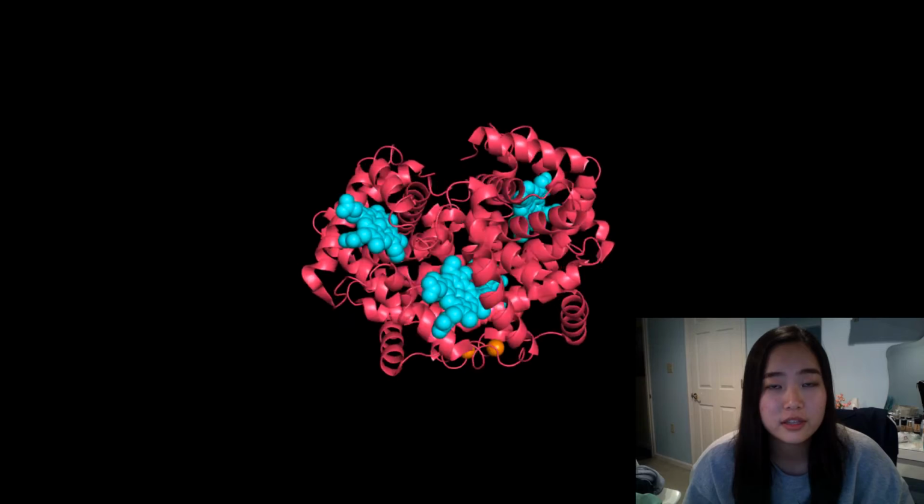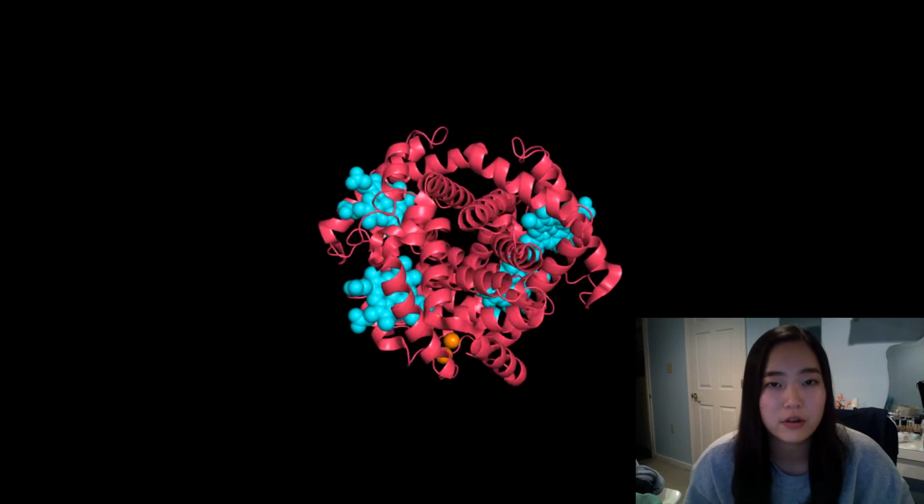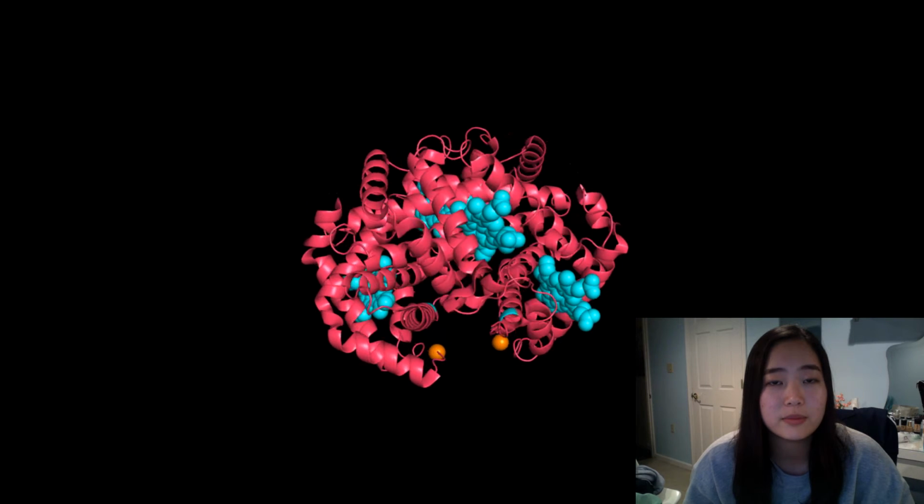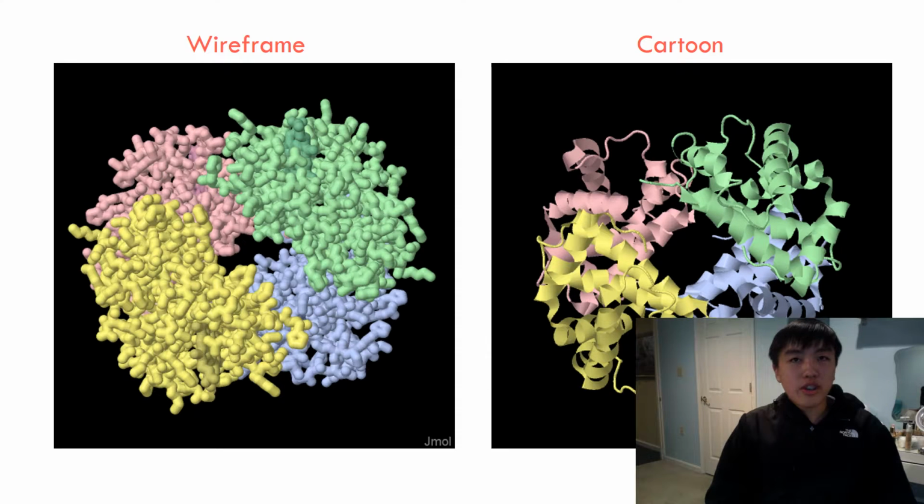The alpha helices are represented by the spirals. You will see that there are no beta-pleated sheets in hemoglobin. So here are the wireframe and cartoon views of hemoglobin. As you can see, they are colored according to the subunits, so the top 2 pink and green sections are the alpha chains, and the bottom 2 sections are the beta chains.